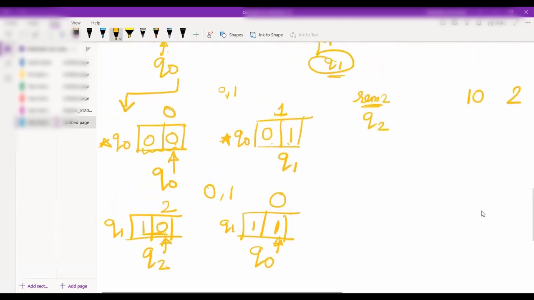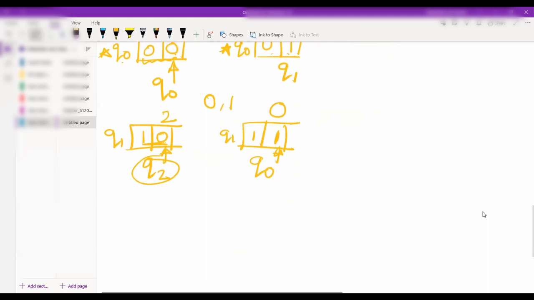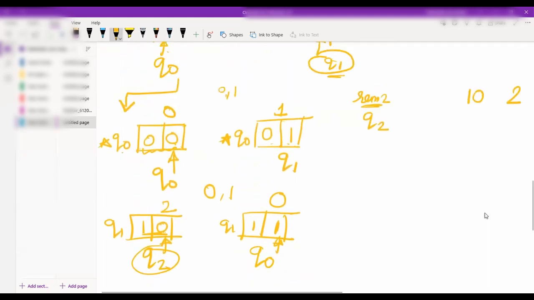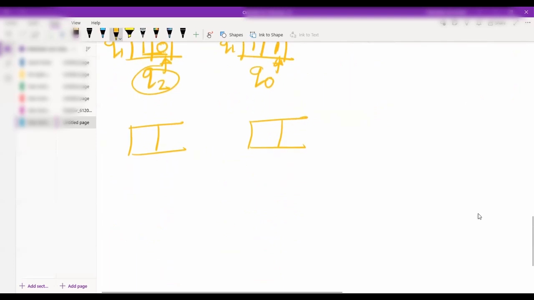So we have considered the newly created state Q0 and Q1 also. Now the newly created state is Q2 that we have to consider. So now we have to consider Q2. Which string is represented by Q2? Q2 is representing the string 10. So now we will write Q2. Q2 is representing the string 10.